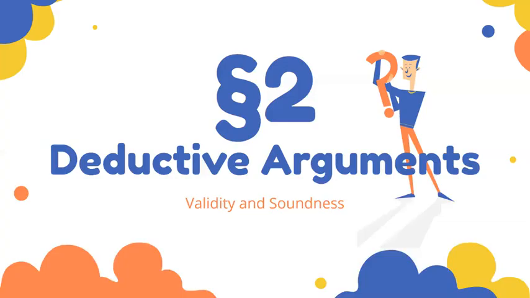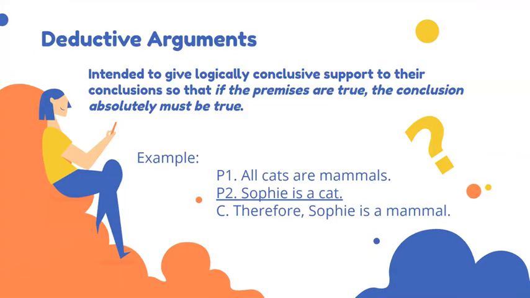So the first kind of argument that we want to talk about is deductive arguments. And deductive arguments or deductive reasoning is something that you're already familiar with, even if you didn't call it deductive reasoning. So deductive reasoning and arguments are the kind of arguments where we intend to give logically conclusive support to the conclusions, so that if the premises are true, the conclusion absolutely must be true.